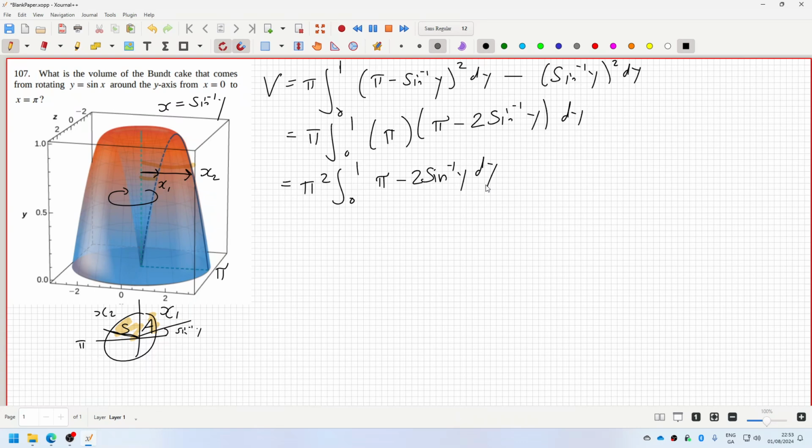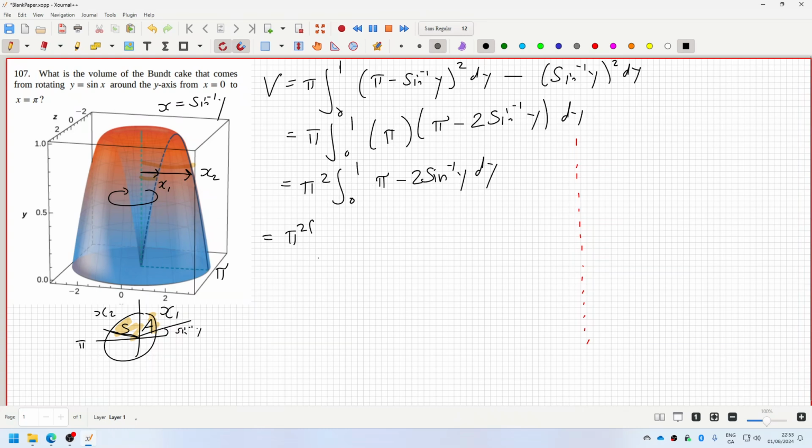And then 0, 1 here. So I'll need a substitution. But I think what I'll do is I'll separate this integration out.